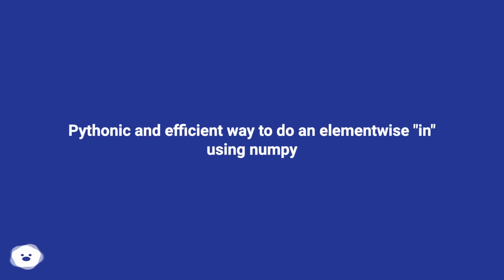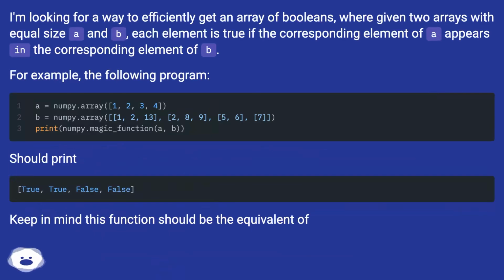Pythonic and efficient way to do an elementwise in using NumPy. I'm looking for a way to efficiently get an array of booleans. We're given two arrays with equal size, A and B. Each element is true if the corresponding element of A appears in the corresponding element of B.